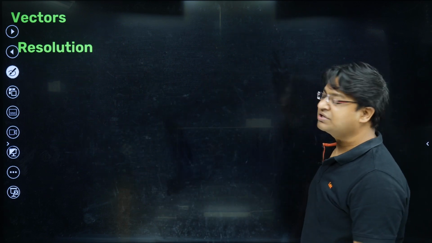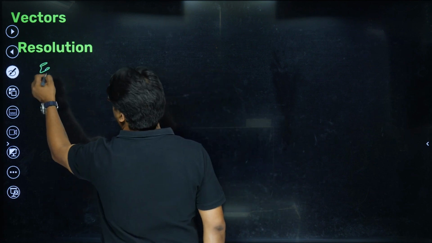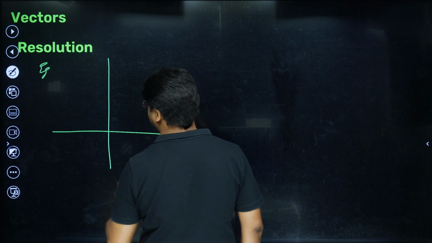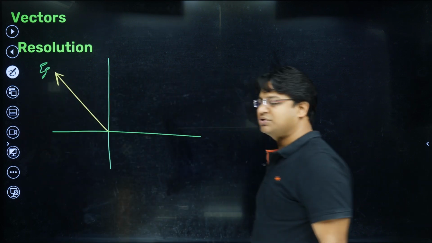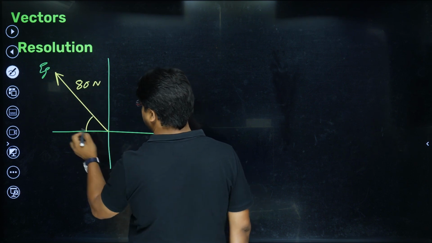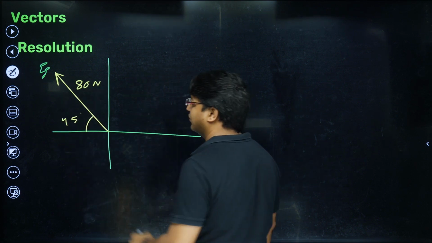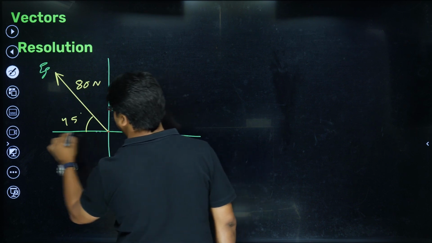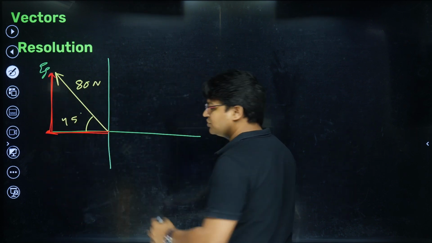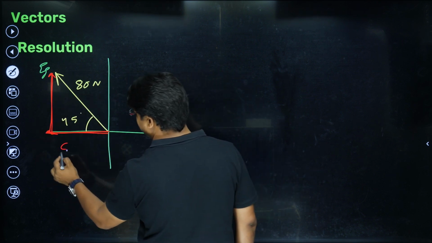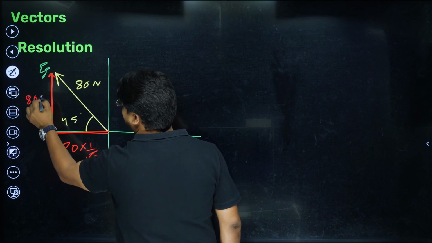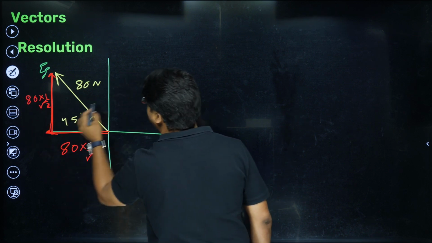Let's try one more example, everyone. Suppose this is the coordinate axis and we have a force something like this. Let's say this force is 80 Newton, and let's say this angle is 45 degrees. What do we do now? One component will be like this and the other component will be like this. I hope you are able to judge this. So this length would be 80 cos 45. So that is 80 into 1 by root 2, and even this length will be 80 sine 45, which is same as this.